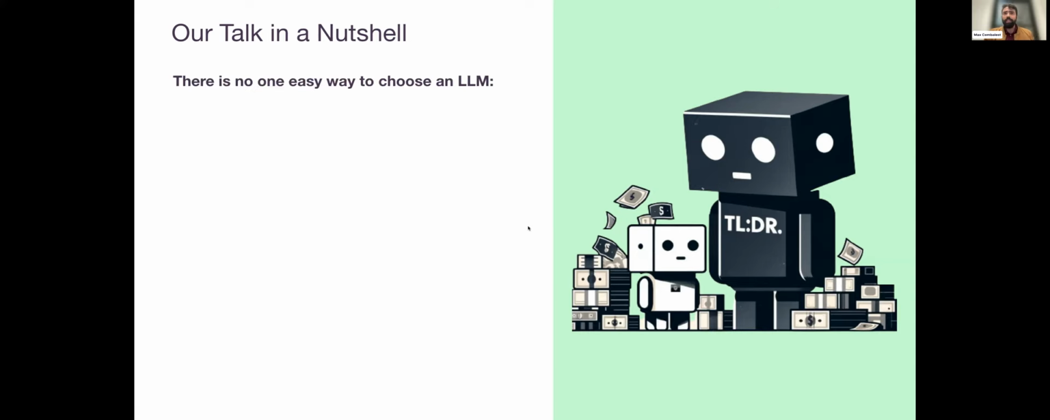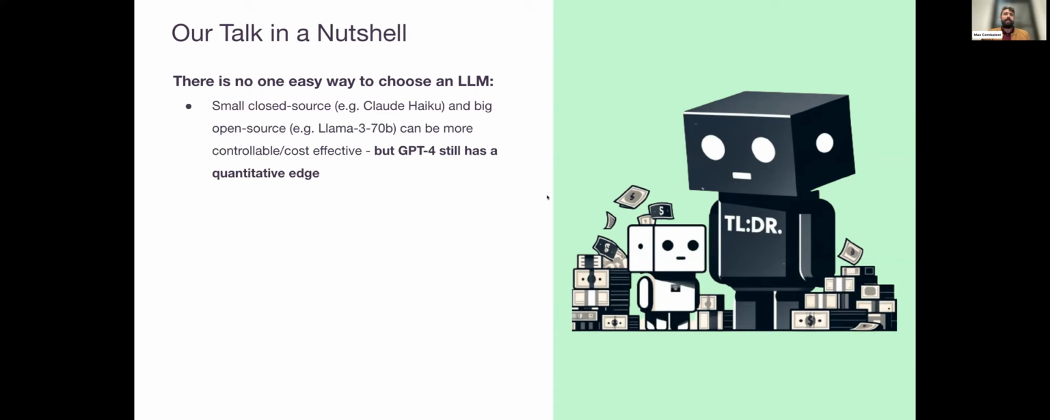What we wanted to talk about is the fact that there's no easy way to choose an LLM right now, because we have options of whether to go with small closed source models, large open source models, or large closed source models. On some tasks, the small or open access alternatives can be controllable and cost effective. At the frontier of performance, the biggest closed source models still seem to have a quantitative edge, and we'll say what we mean there.